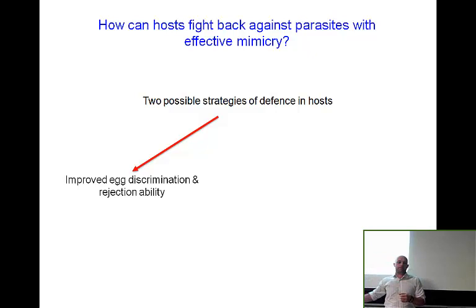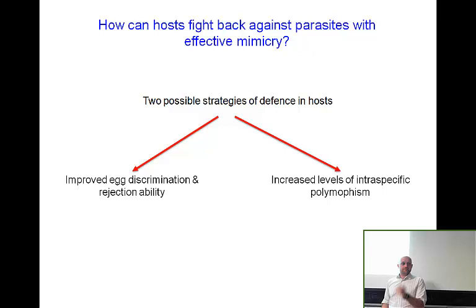Or what they could do is they could evolve very high levels of egg variation. I've called it polymorphism here, but actually in reality it's continuous variation. So by having different females laying different egg types, it makes it very difficult for the parasite to match, or to be lucky enough to lay her eggs in the nest of a bird with the same phenotype.